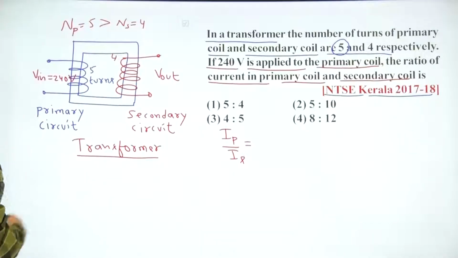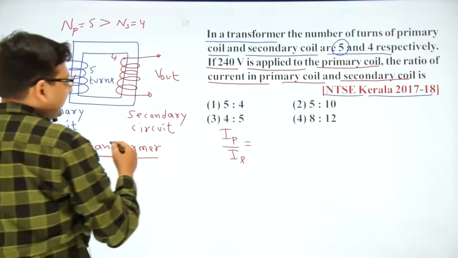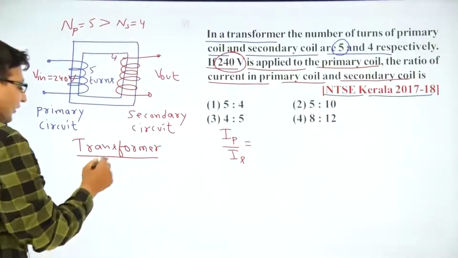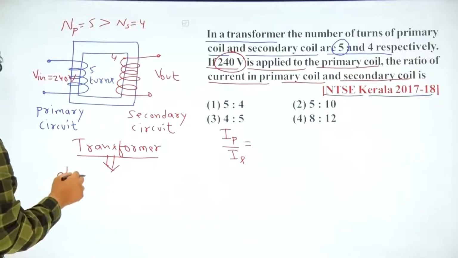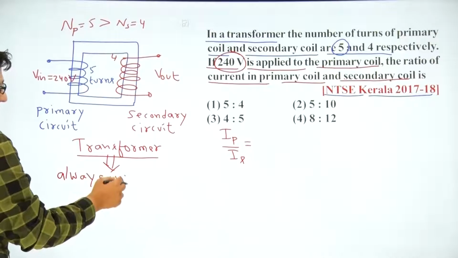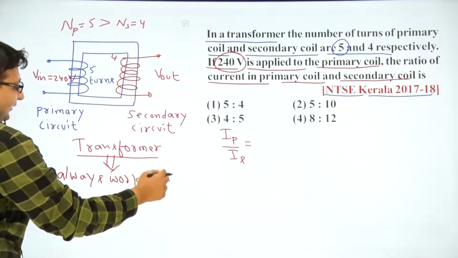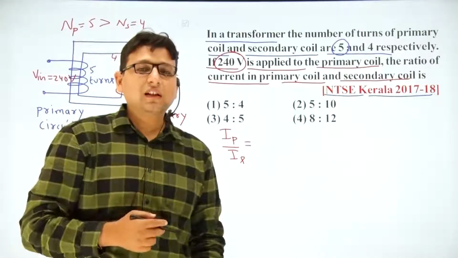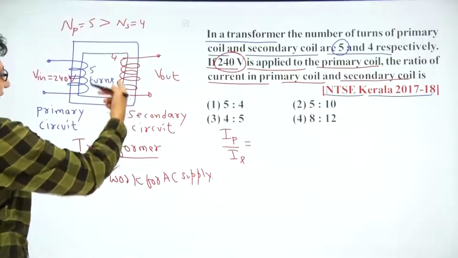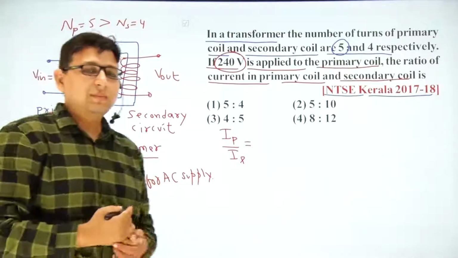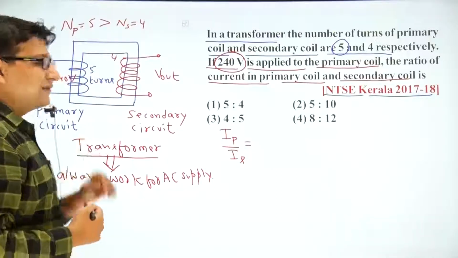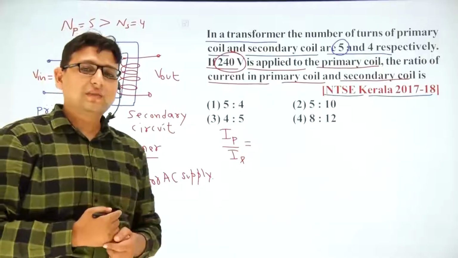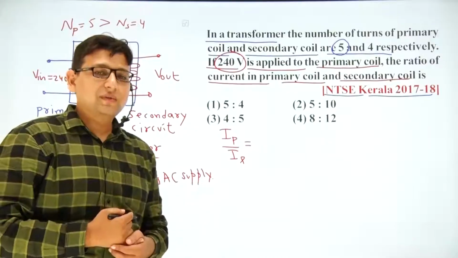So we are applying the transformer equation. One thing may be doubtful: is this an alternating supply or a direct supply? See, a transformer always works for AC supply. Supply means we are talking about input. If input is alternating in nature, definitely output will also be alternating. And why is this an alternating supply? Because if magnetic flux changes, only then will current be induced. If the supply is direct, there is no change in flux, so no induction effect will be there.